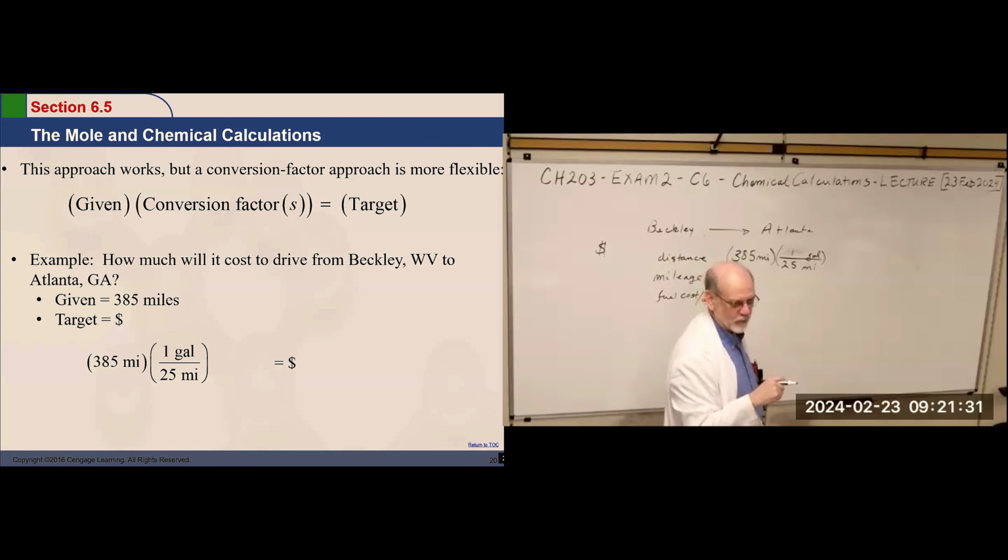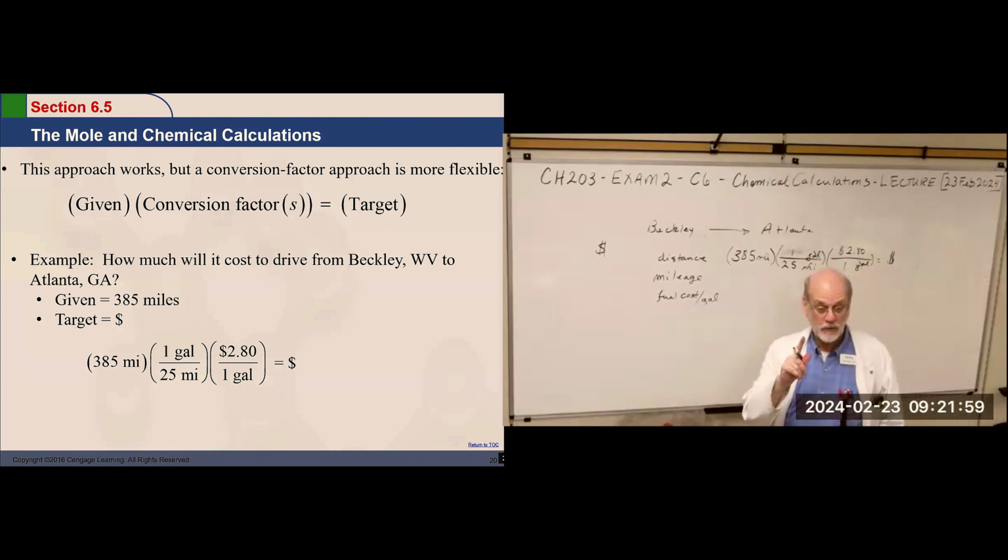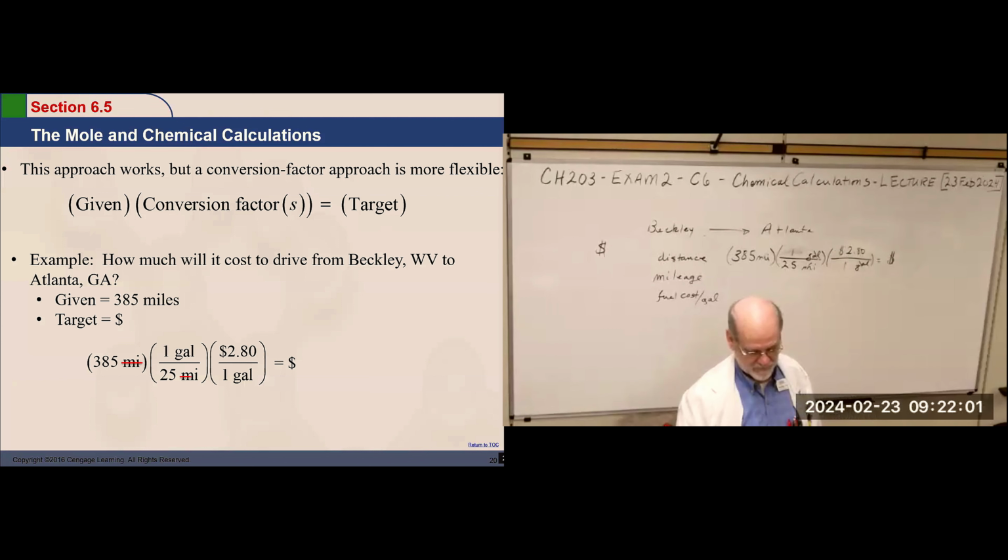Now we have gallons, and we have how much does it cost a gallon? Let me see what it was when I put this slide together. That's 280. Okay. That's been a while ago. $2.80 per gallon. So that cancels gallons, and that leaves us with how much it costs to go one way. $43. It was back then. All right. So if I want to get back, I better double that.